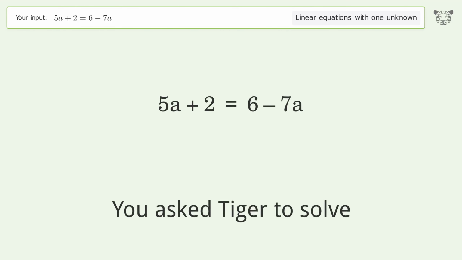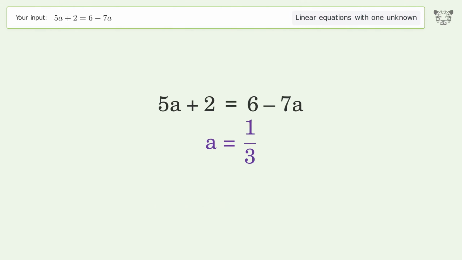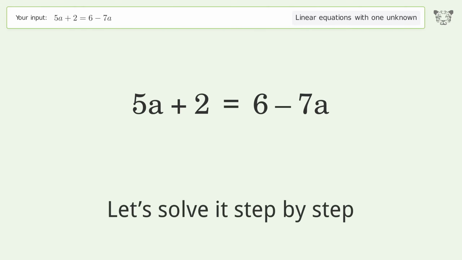You ask Tiger to solve. This deals with linear equations with one unknown. The final result is a equals 1/3. Let's solve it step by step.